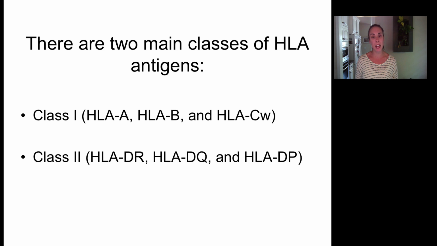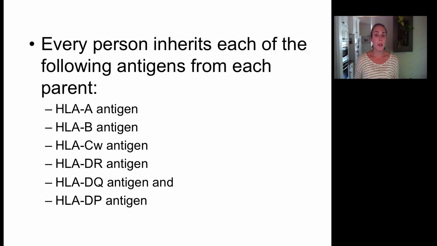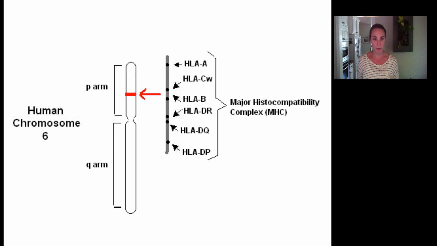So there are two main classes of HLA antigens. There's class 1, which includes A, B, and CW, and there's class 2, which is DR, DQ, and DP. Every person inherits each of the following antigens from each parent, so you have two sets. You get A, B, CW, DR, DQ, and DP from one parent, and then you get another set from your other parent. So you get a total of 12 different HLA antigen genes.